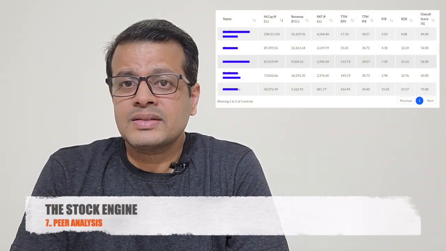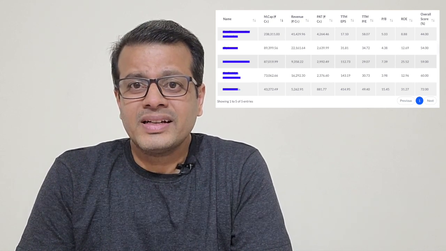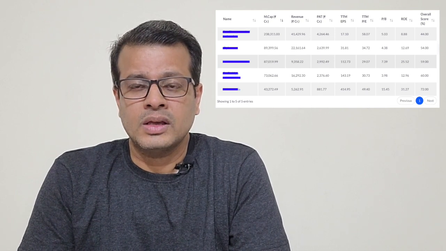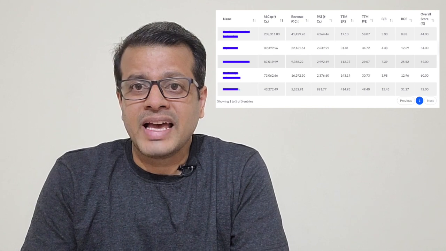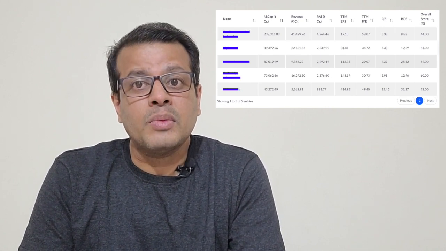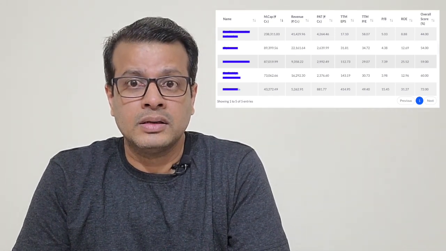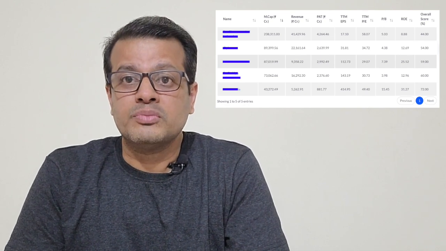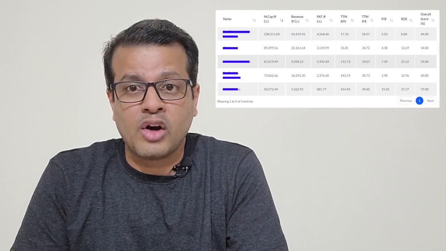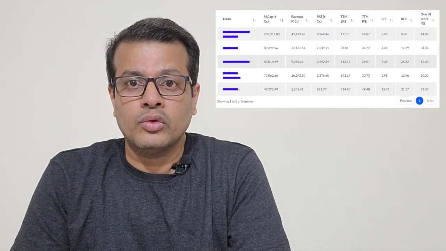The peer analysis module is another interesting module of the stock engine. What it does is group stocks doing similar kinds of business. The idea of peer analysis is to highlight to the user if there are other companies doing the same kind of business but doing better. How do we know if a company is better? We compare on the basis of revenues, profit, price earning ratio, and also overall score.